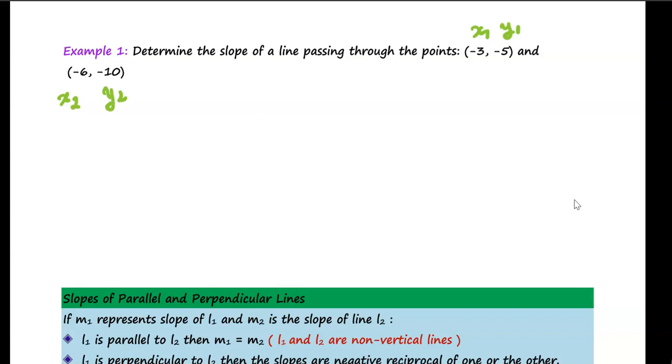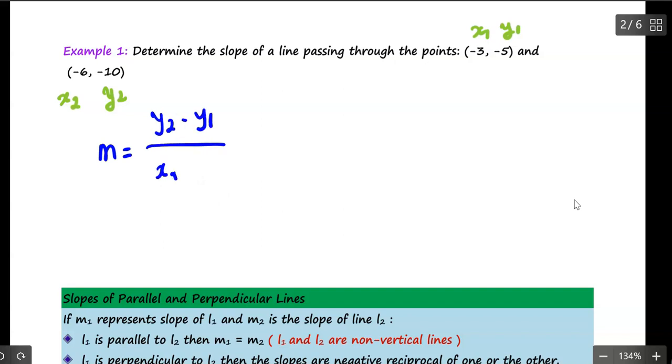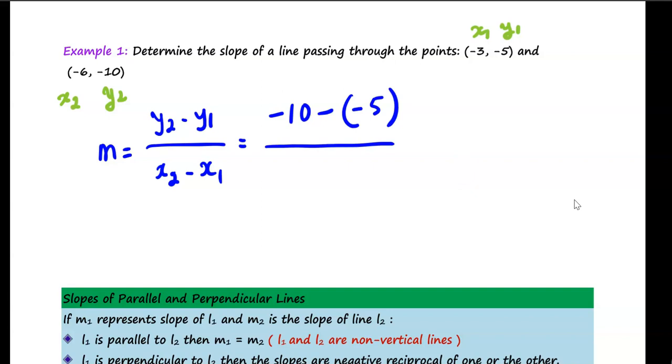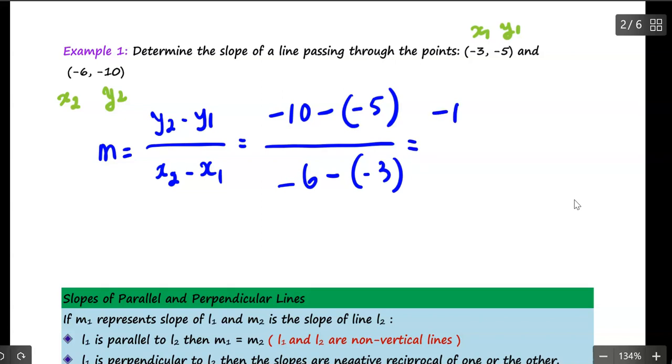Then the formula asks me to do this, m equal to y2 minus y1 divided by x2 minus x1. So you just apply the formula. The y2 in this case will be -10. Subtract the y1, which is -5, so I put -5 in the brackets. The x2 is -6. I subtract the x1, which is -3, so I put -3 inside the bracket as well. So this will turn into -10.